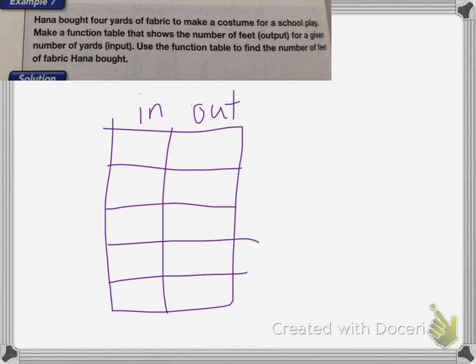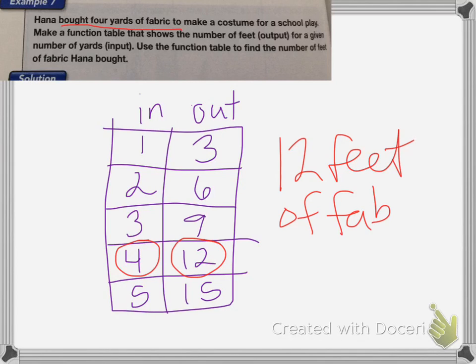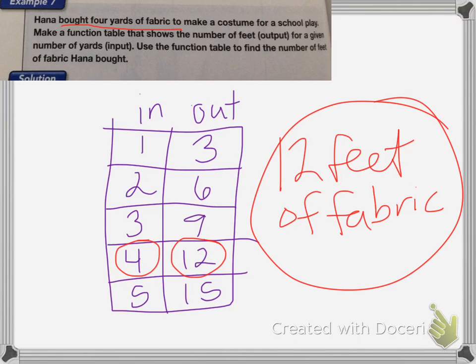So if she bought 1 yard of fabric, then she would have 3 feet of fabric, because we know that 1 yard equals 3 feet. So then if she bought 2 yards, then she would end up with 6 feet. 3 yards would be 9, and 4 yards would be 12, and 5 yards would be 15. So we need to figure out the number of feet of fabric she bought. Well, she bought 4 yards of fabric, so here's the 4, and the output is 12. So she has 12 feet of fabric. And that's my answer. That's it for this lesson.